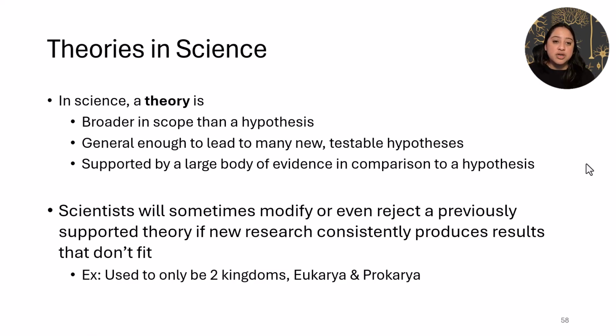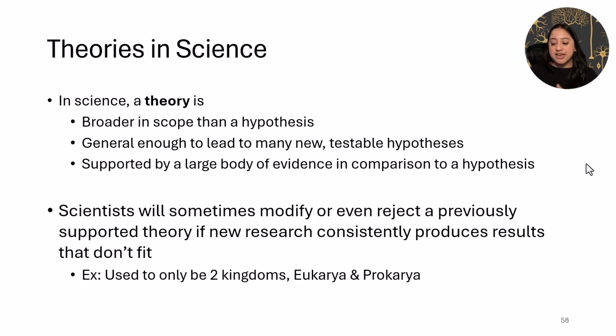So in general, another term that is different than how we typically use the word in daily conversation is theory. In conversation, we use theory as a prediction or a hypothesis. But in science, it means something different. A theory is broader in scope than a hypothesis. It is general enough to lead to many new testable hypotheses, and it's supported by a large body of evidence in comparison to a hypothesis.